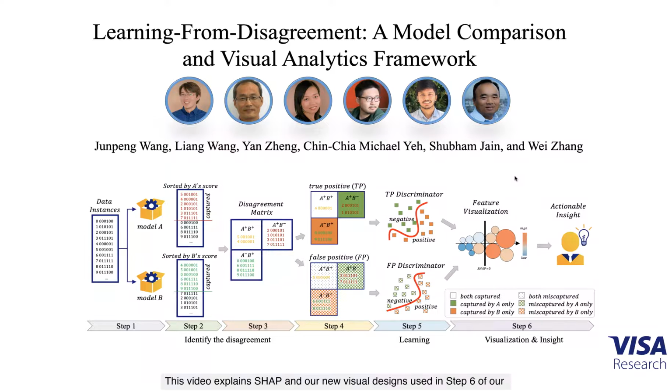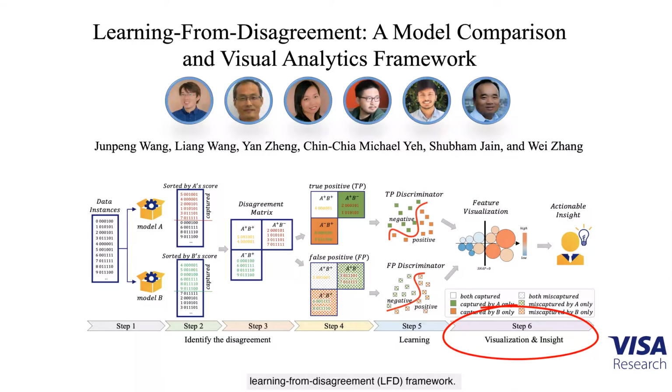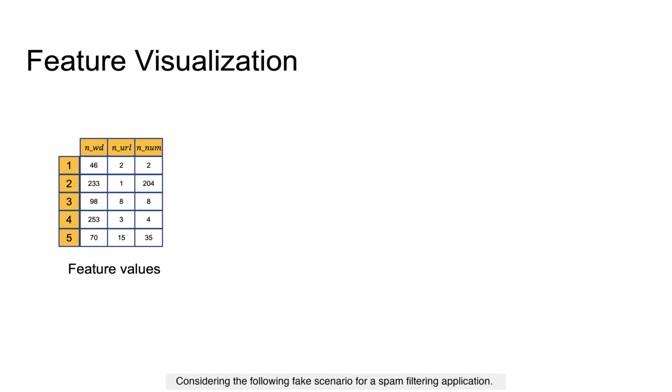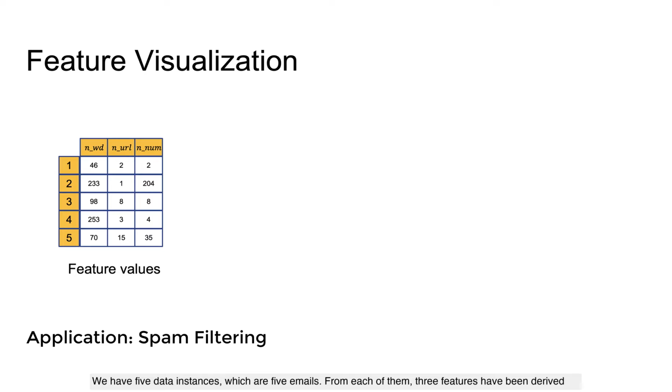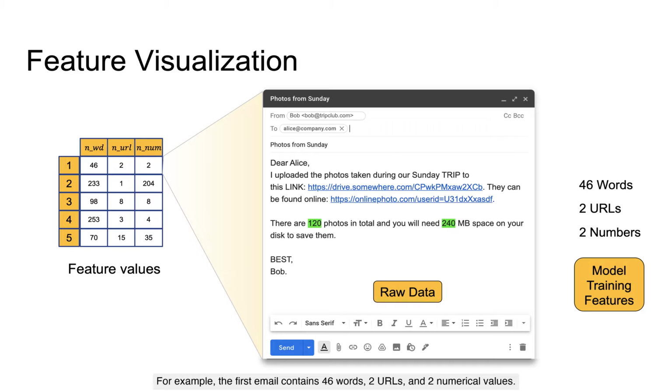This video explains SHAP and our new visual designs used in Step 6 of our Learning-From-Disagreement framework. Considering the following fixed scenario for a spam filtering application, we have 5 data instances, which are 5 emails. From each of them, 3 features have been derived through feature engineering to train the spam classifier. For example, the first email contains 46 words, 2 URLs, and 2 numerical values.